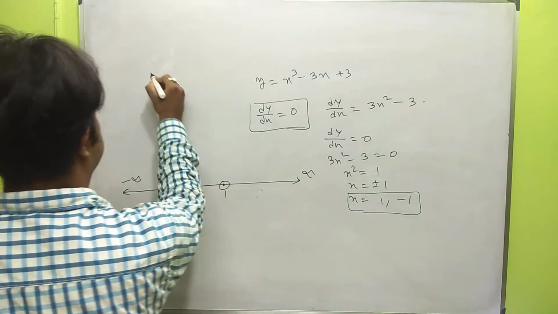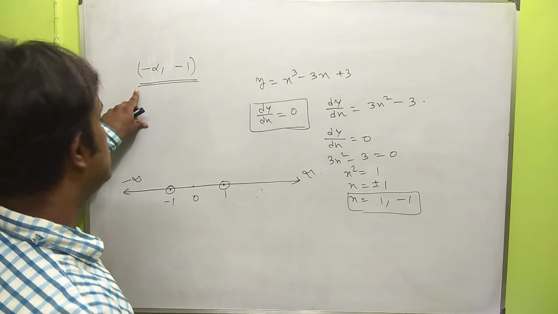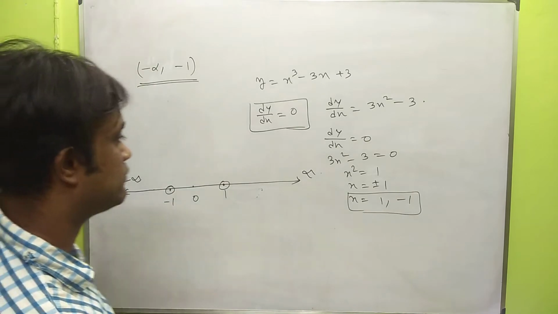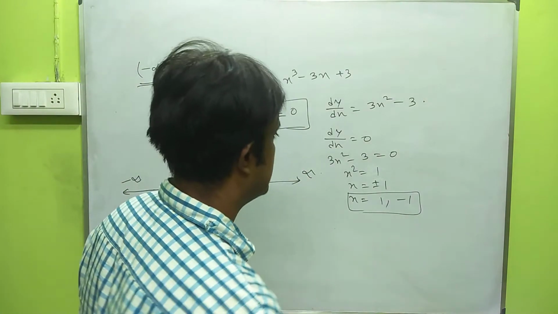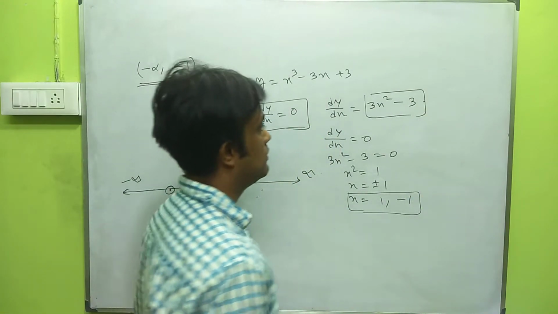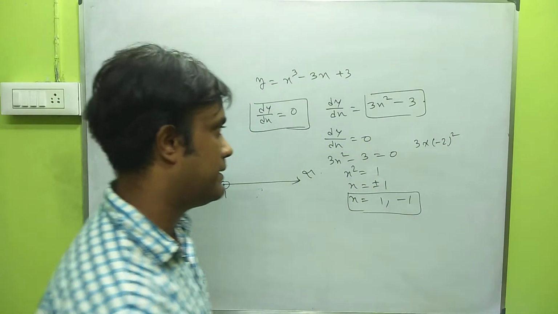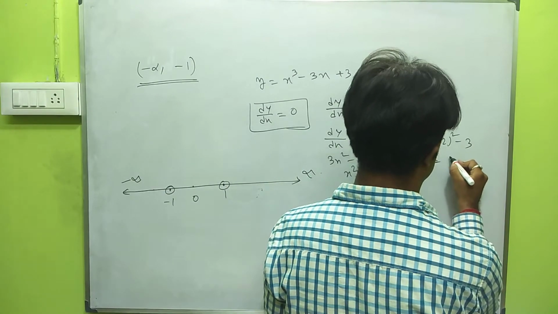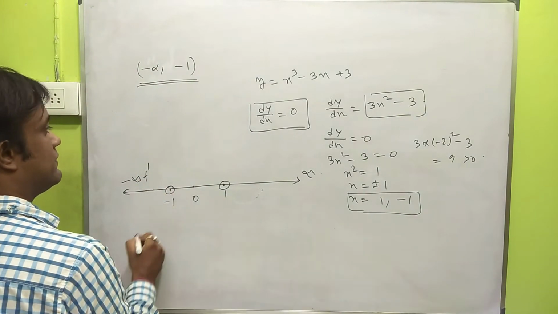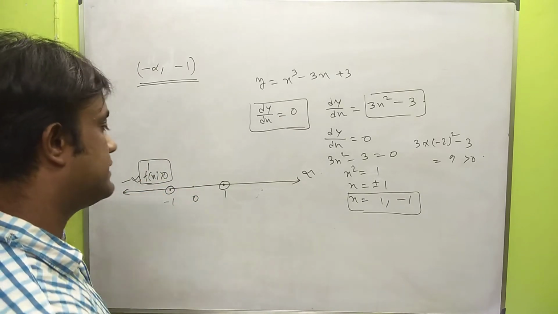So if we check the first interval, minus infinity to minus 1, what is the sign of dy dx? Suppose x is equal to minus 2. So this will be 3 into minus 2 square minus 3, which is 9, greater than 0. So in this interval, the sign of f dash x is greater than 0.